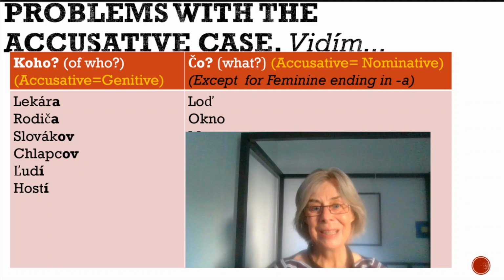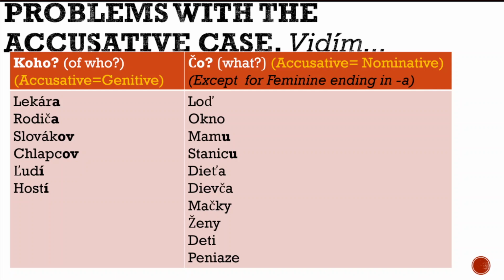For inanimate nouns, the word preserves its basic form and does not change. So, vidím loď, vidím okno, but vidím mamu, vidím stanicu, where a changes into u. And that is the only difference between accusative and nominative cases, where a changes into u for feminine nouns. But vidím dieťa, dieťa is neuter, so a is not changing, as well as dievča. Dievča is also neuter gender.